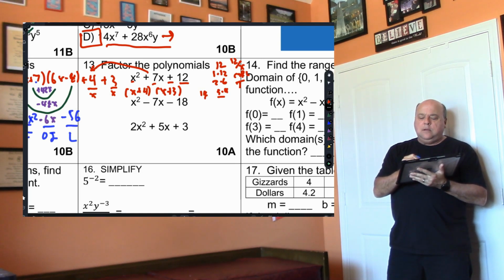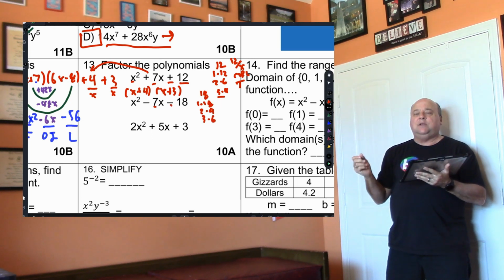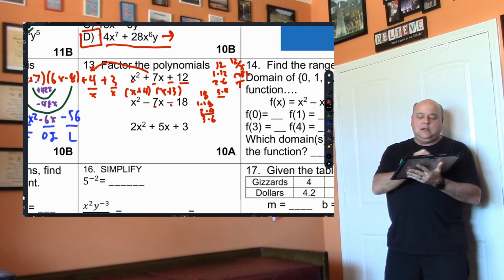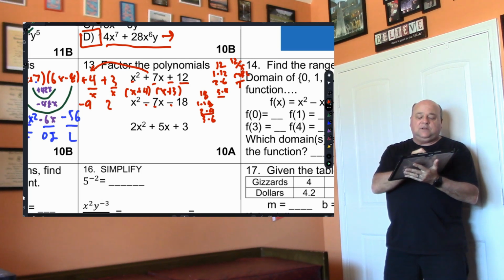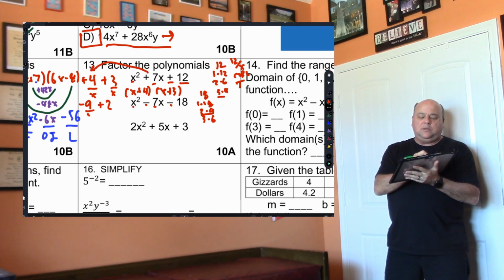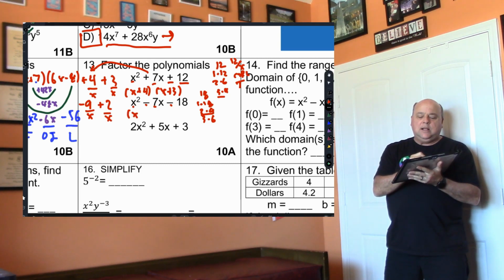We got 18. That's going to be 1 times 18, 2 times 9, and 3 times 6. We want to subtract to get 7. That's going to be the 2 and the 9. So I'm going to put 9 and 2. The minus goes to the 9, and I need the 2 to be positive to combine to 7. This goes on the bottom, x and x. Those are my factors, aren't they? x minus 9 and x plus 2.